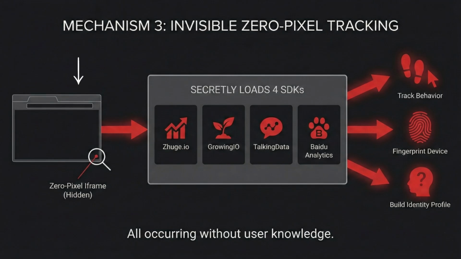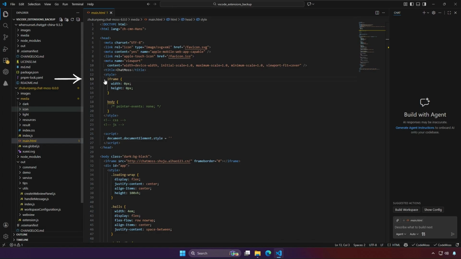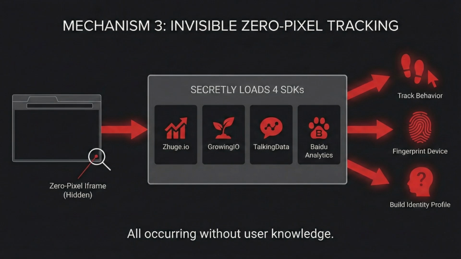Mechanism 3. A 0-pixel iframe, completely invisible tracking. Check this out. Lines 13 to 16, they set iframe dimensions to 0 by 0 pixels, completely invisible. Line 31 loads ChatMoss Zhu. Zhu means data in Chinese. According to KOI Security, this iframe loads 4 analytics SDKs: Zhuge.io, Growing.io, Talking Data, and Baidu Analytics. These track your behavior, fingerprint your device, and build identity profiles, all without your knowledge.